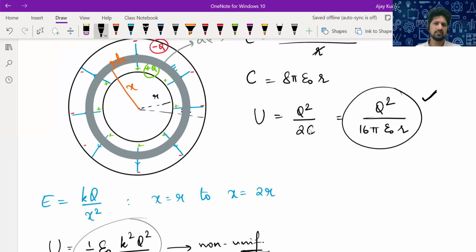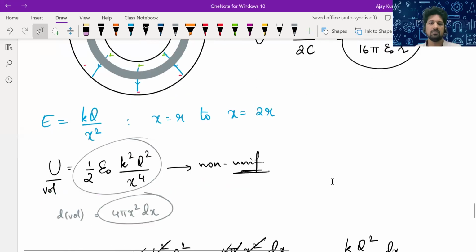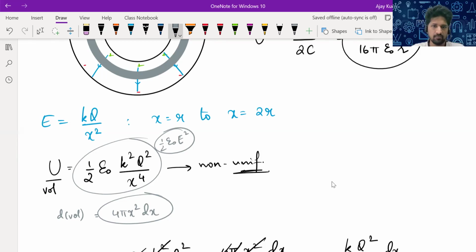So we have just seen one application of energy density in an electric field. If there is an electric field E anywhere, it could be uniform, it could be non-uniform. Depending on the electric field, you can tell how much is the energy density. The formula is half epsilon naught E square. Once you know energy density, multiplying it with volume can give you the total energy present in a certain space. If the energy density is uniform, directly multiply it with the entire volume. If it is non-uniform, you do it this way.